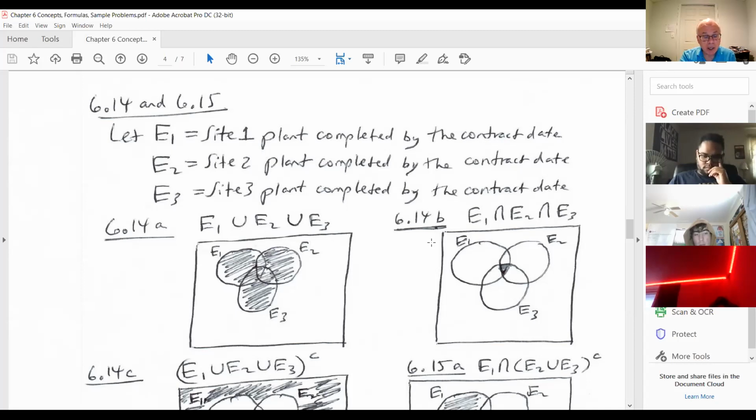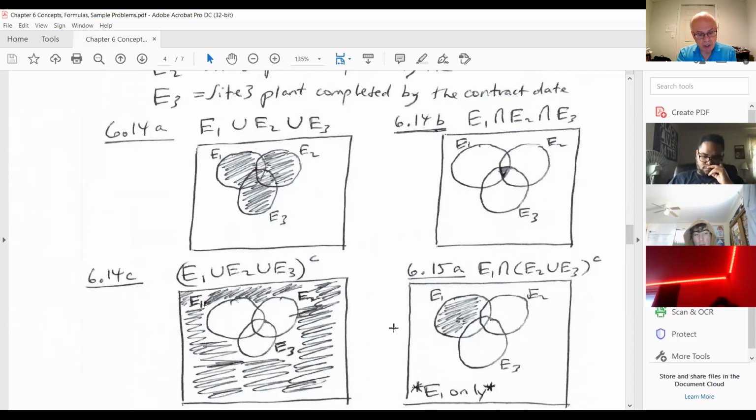The next one asks for all plants are completed by the contract date. Well, that would be E1 and E2 and E3. We use intersect. And where do all three of these circles intersect? Right in the middle. That's where the intersection of all three events occurs. And that's what we're looking at. It's the event that's shaded in the middle.